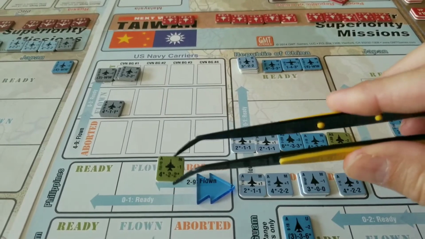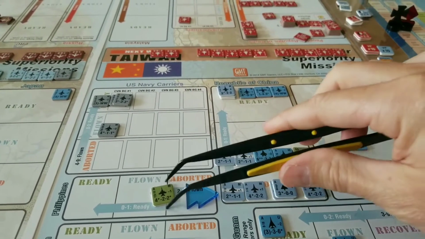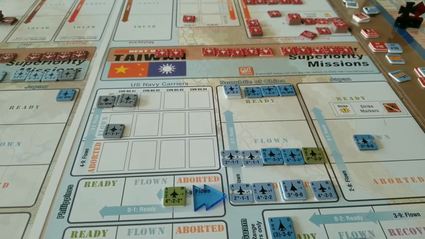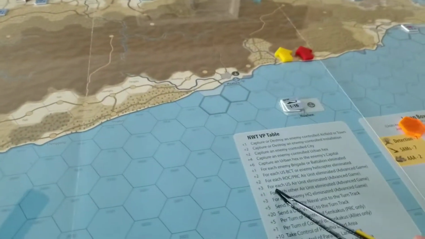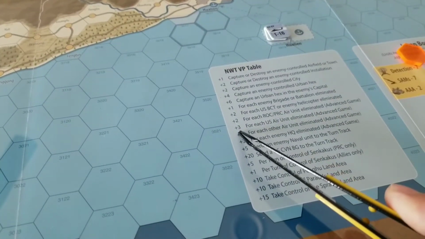Of course, we did lose the one. So I think there was one lost before, but I think the last time it was a Taiwan plane. So I think U.S. planes are worth a little bit more. So instead of 2 points, it's now 3 points.